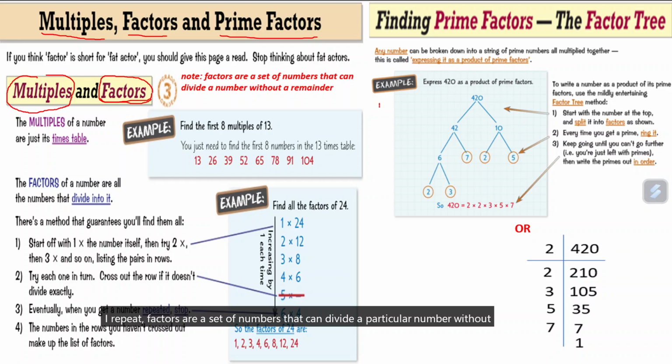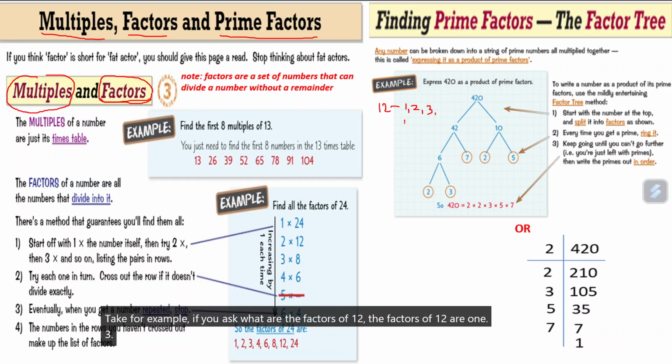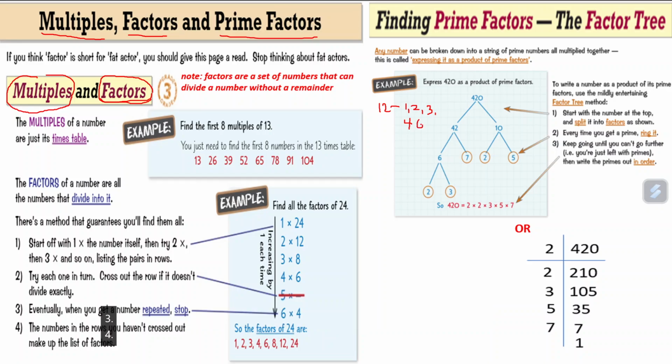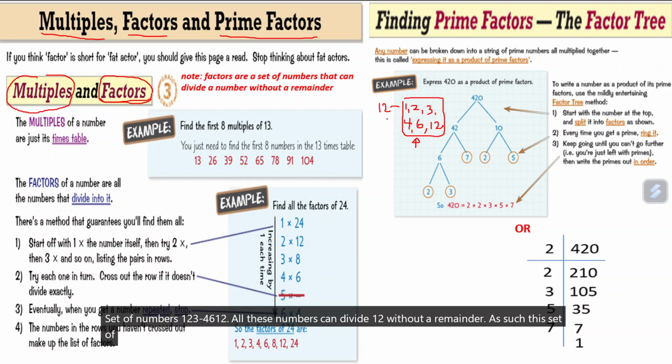Take for example, what are the factors of 12? The factors of 12 are 1, 2, 3, 4, 6, 12. All these numbers can divide 12 without a remainder. As such, this set of numbers are all factors of 12.